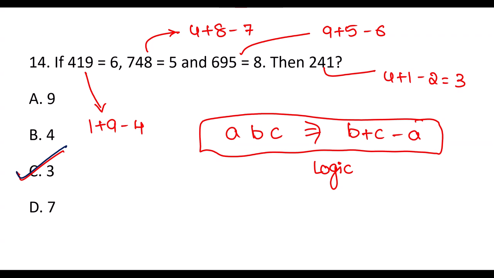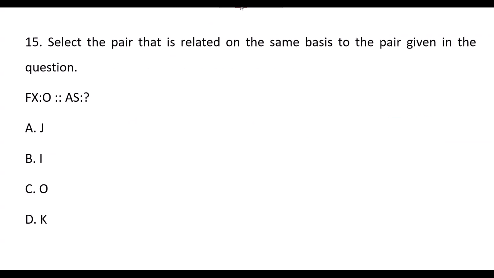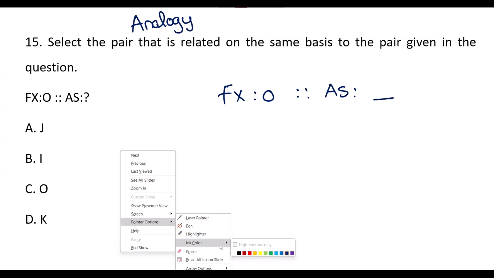Right, so let's see the next question. They given F X is nothing but O. This is an analogy concept in reasoning. We have to check how the first pair is linked, then apply it to the next pair. So the answer is J. Perfect, J is the correct answer.